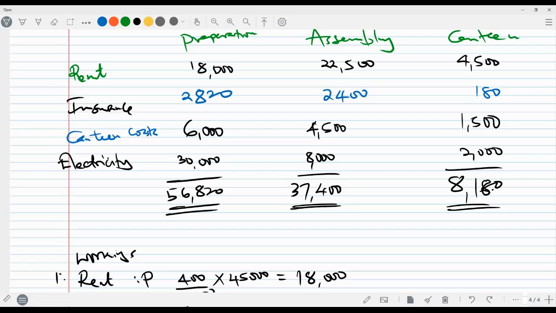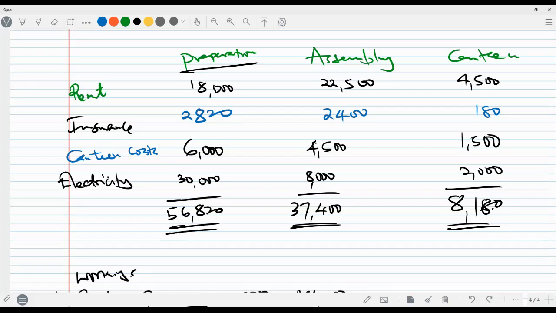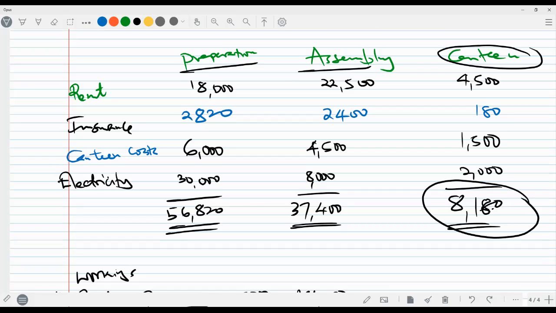That's the first part of the question. The second part of the question is asking us to reapportion the service cost center costs among the production departments. There are only two production departments, preparation and assembly. The canteen department is a service center, there to serve the two departments. So we need to reapportion this cost among these two departments.